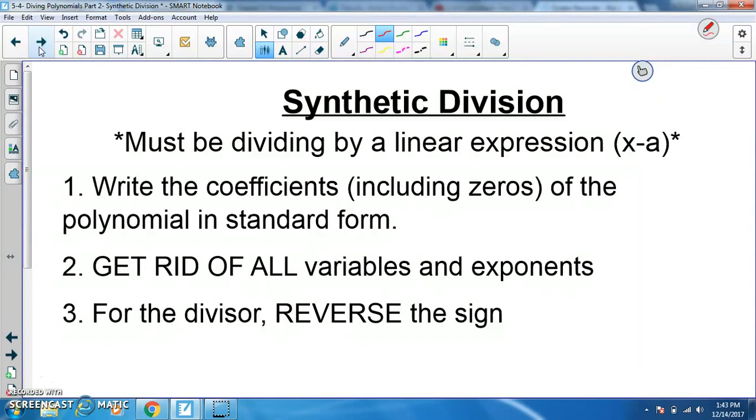We must be dividing by a linear expression, x minus a. The coefficients, including zeros if we're holding any place values, of the polynomial must be in standard form. We're going to be getting rid of all variables and exponents, and for our divisor, we will be reversing our sign.